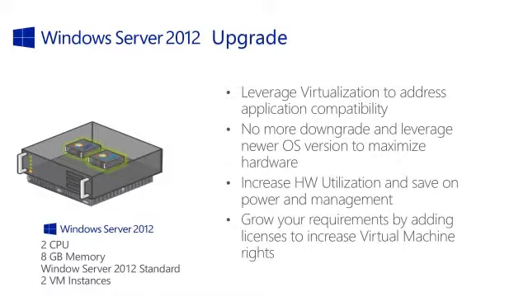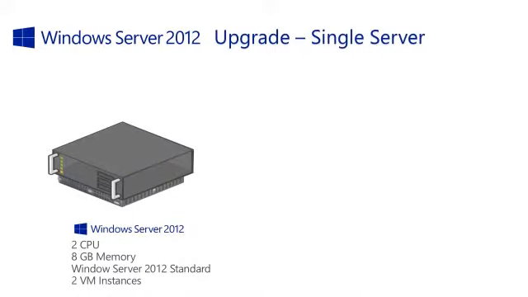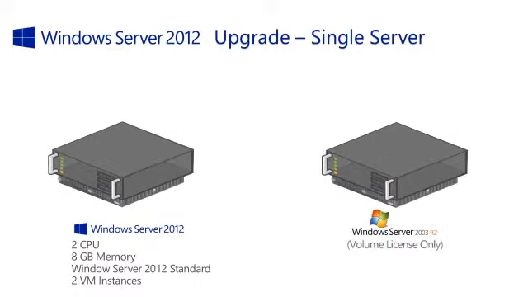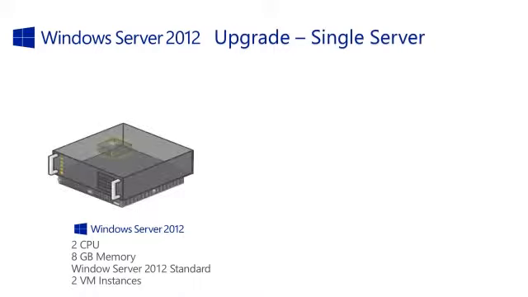But let's have a look at another example. How about for a smaller business that may only have one physical server? How do they upgrade to Windows Server 2012 and address application compatibility? Well, it's very similar. A customer may be running an older server instance like Windows Server 2003 R2, and still leverage virtualization to do a P2V migration, or physical to virtual migration, and address that application compatibility. An additional benefit, because you can have two VM instances, is that the company can actually create a second instance of the operating system and therefore have an instant backup.